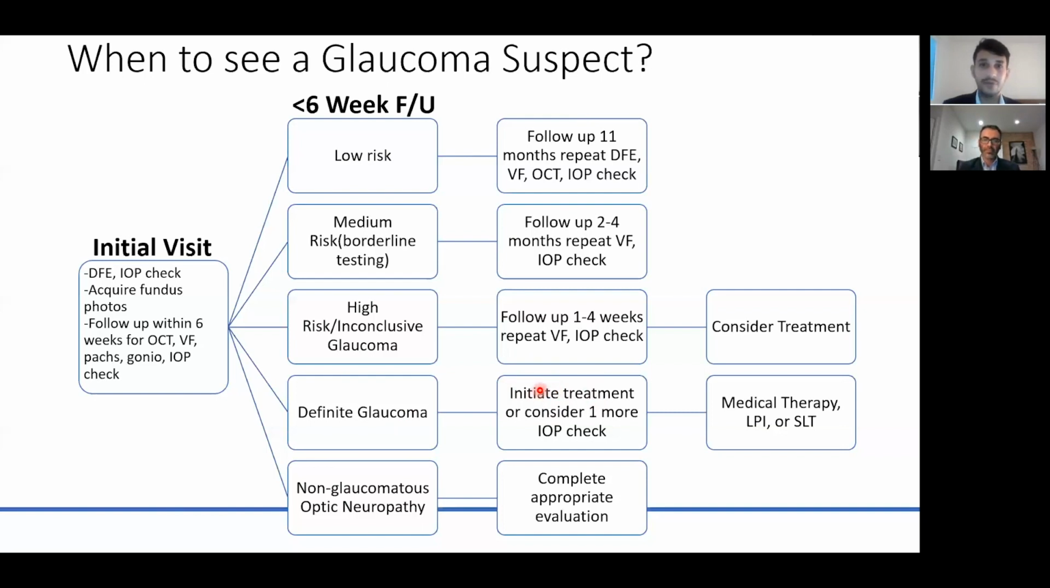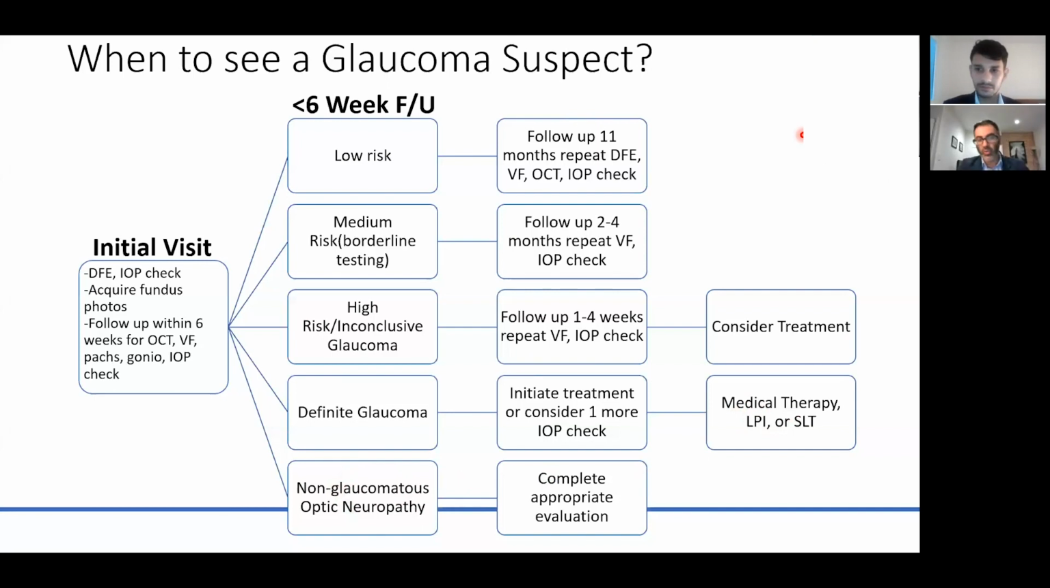Ideally, I like to have 3 IOP checks for patients, and hopefully you can do some in the morning, some in the afternoon or the evening to try to get some sort of diurnal makeshift curve for these patients. But of course, at some point you want to initiate therapy, whether that's medical therapy, or you need an LPI if they're narrow angles, or SLT. The non-glaucomatous patients, of course, you need to do your appropriate evaluation there.